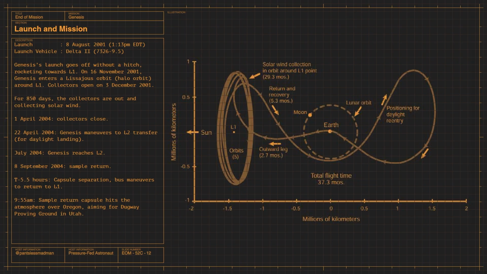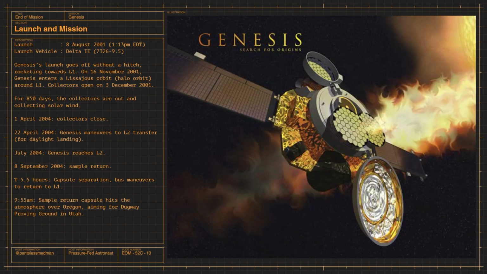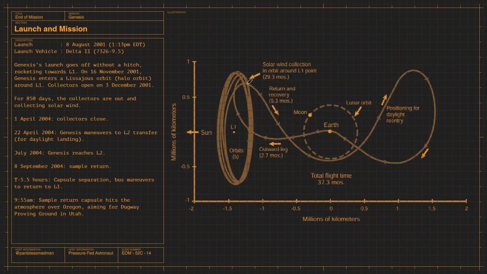And they're open for 850 days, collecting solar particles. So on April 1st, 2004, the collectors close. On the 22nd of April, Genesis maneuvers to go to L2, because they want to land on the day side of Earth. So they got to go all the way out to L2 and then come back.